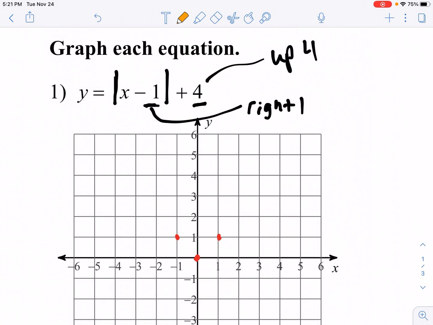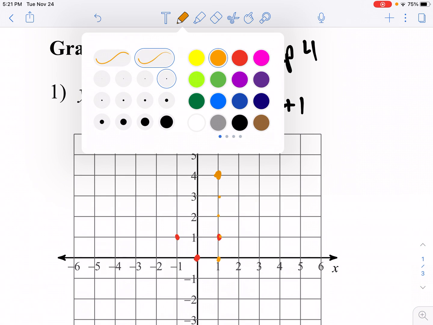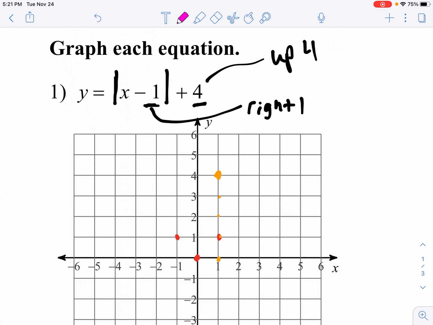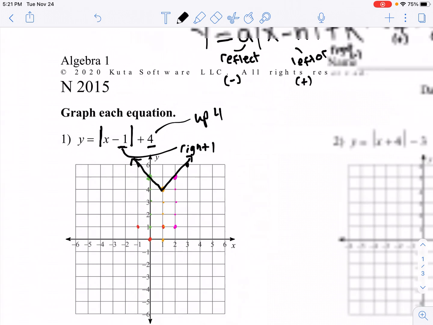So we're going to take each point. Let's start with 0, 0, and we're going to move it to the right 1 and up 4. 1, 2, 3, 4. So our point's going to be there. Now, our next point, we're going to move this guy to the right 1 and up 4. Then this guy, we're going to move to the right 1 and up 4. Okay? So now we can kind of see our graph, and we can actually finish out the pattern here. But this would be the graph of our absolute value equation, okay?